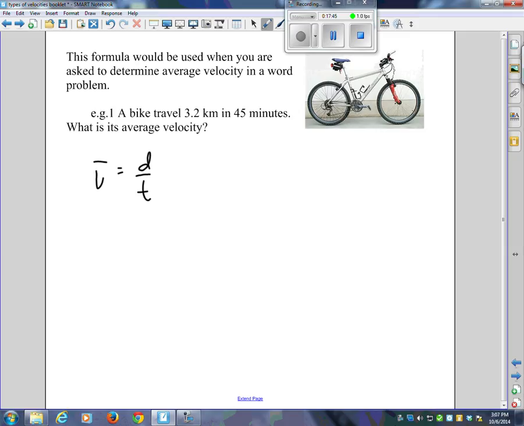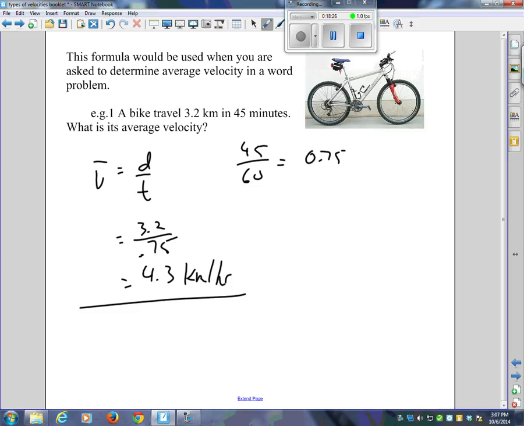Let me show you an easy one here. So 3.2 kilometers over 45 minutes. Should I convert something here? I got kilometers and I got minutes. Hours. So 45 minutes would be? And please don't say 0.45. 0.75, right? You would have to take 45 minutes divided by 60 or 0.75. So that gives me 3.2 divided by 0.75, 4.23. The average velocity of this person riding the bike is 4.3 kilometers per hour.